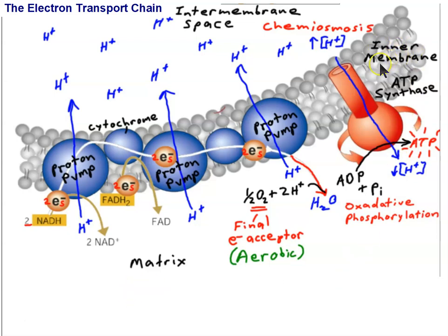Let's start with the inner membrane. The inner membrane is a phospholipid bilayer, just like all biological membranes. And then what gives it its function are the proteins that are embedded in it. So let's go ahead and identify those.